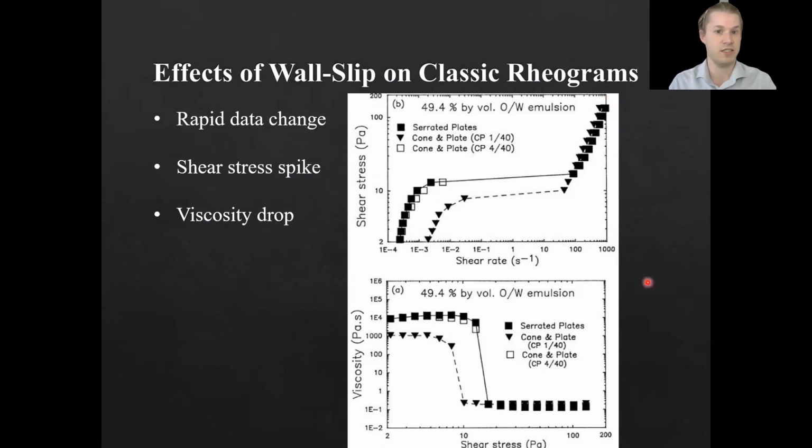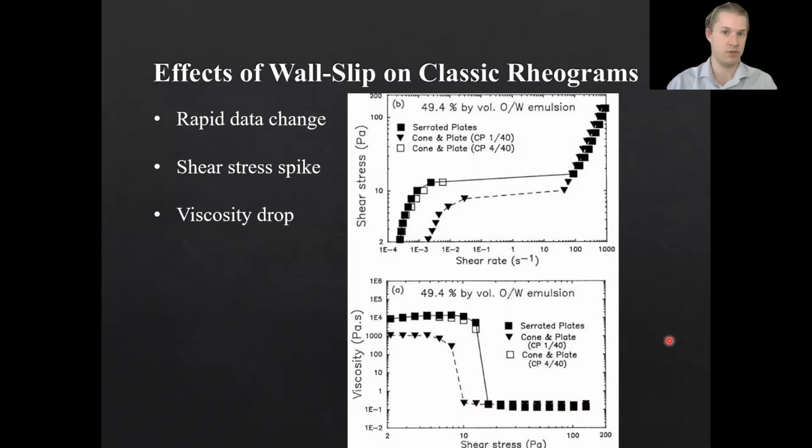We can also see a sudden drop in our viscosity. This is shown on a viscosity versus shear stress curve. Again, with those same three designs, we can see consistent values and then a sudden drop at a particular shear stress value for our viscosities.